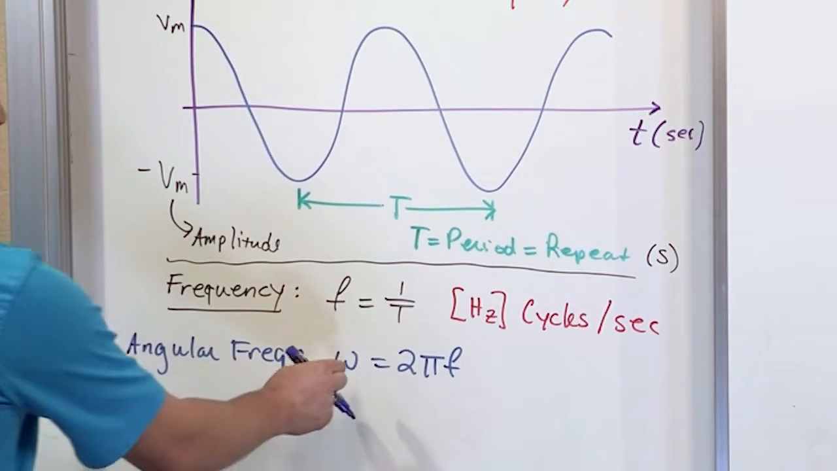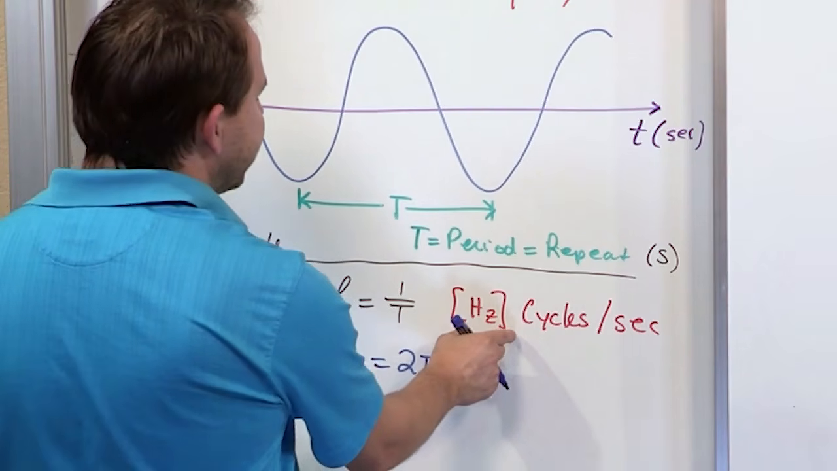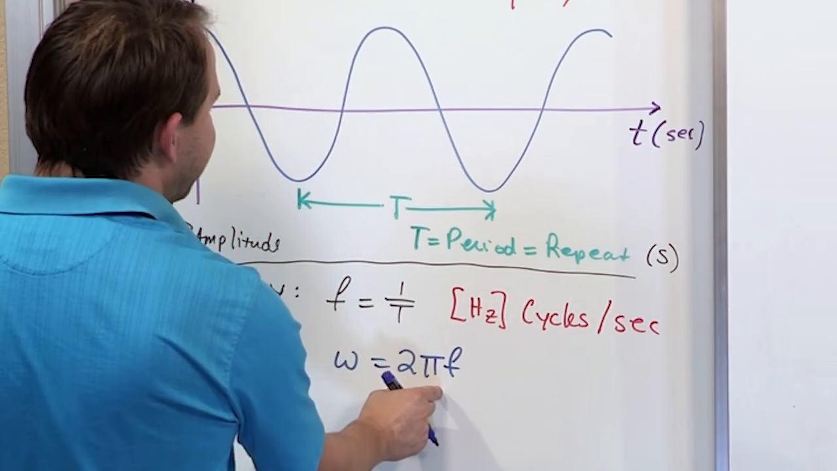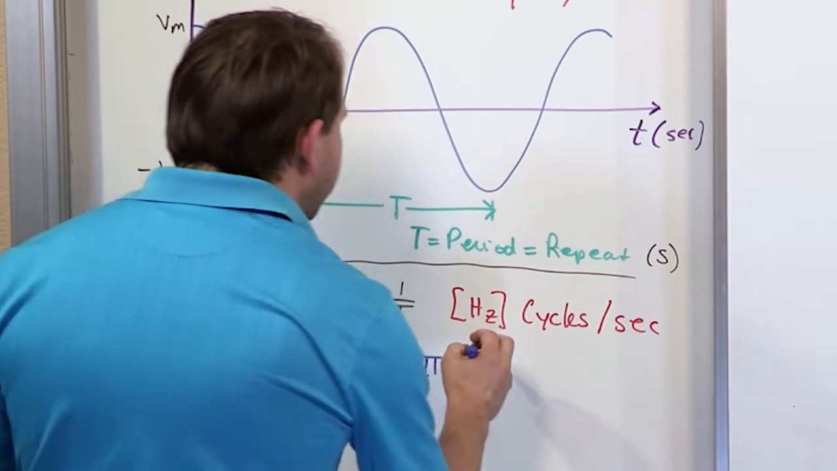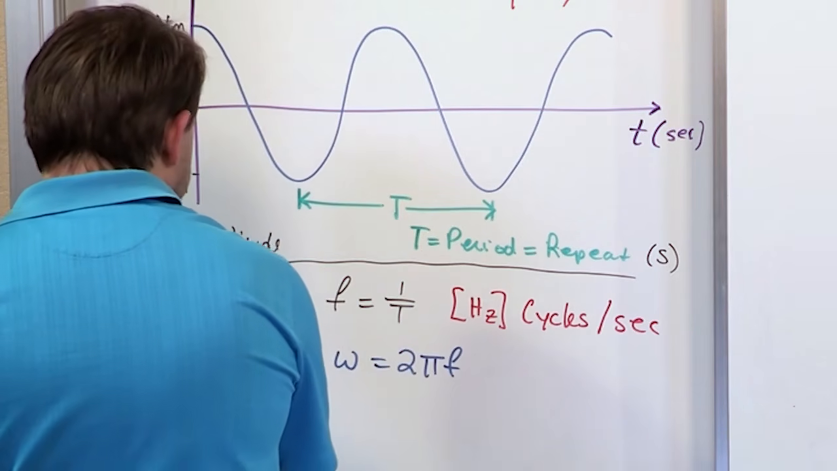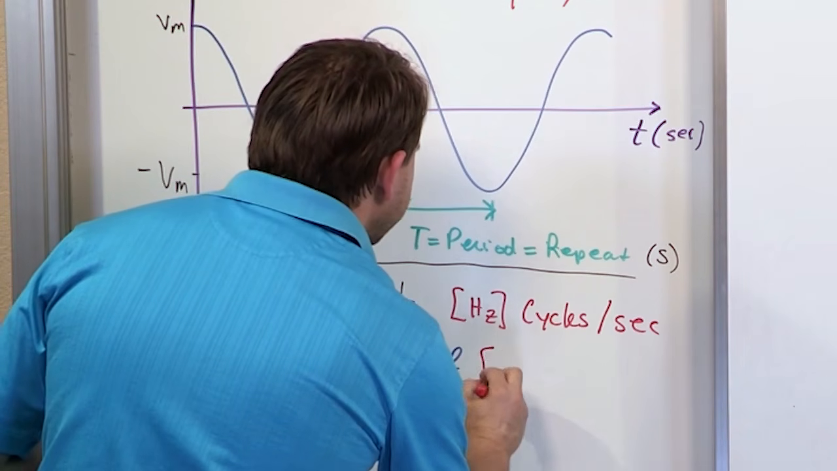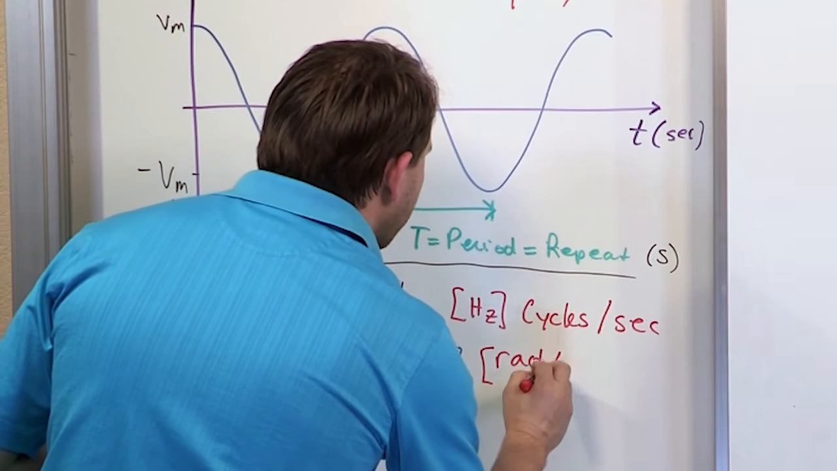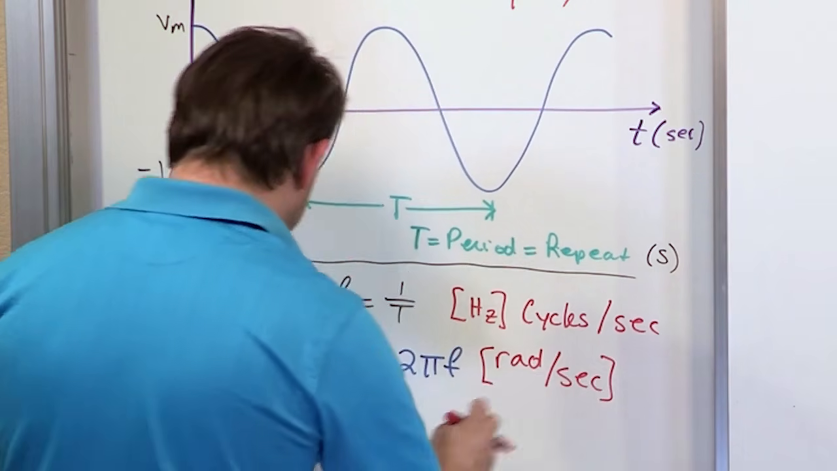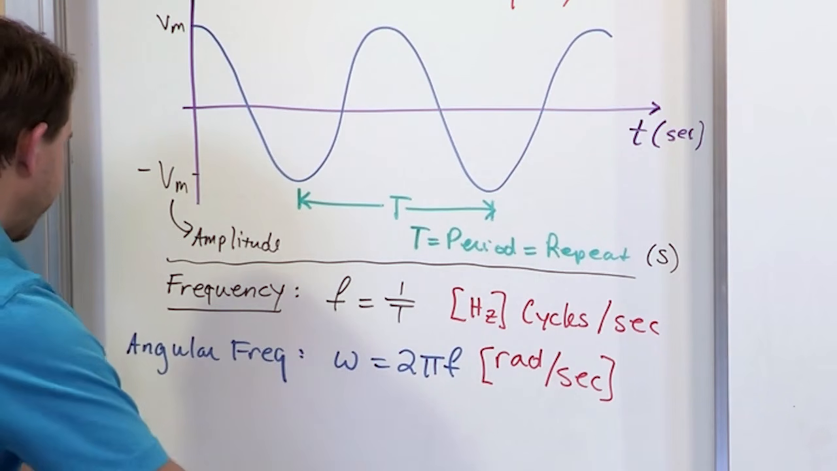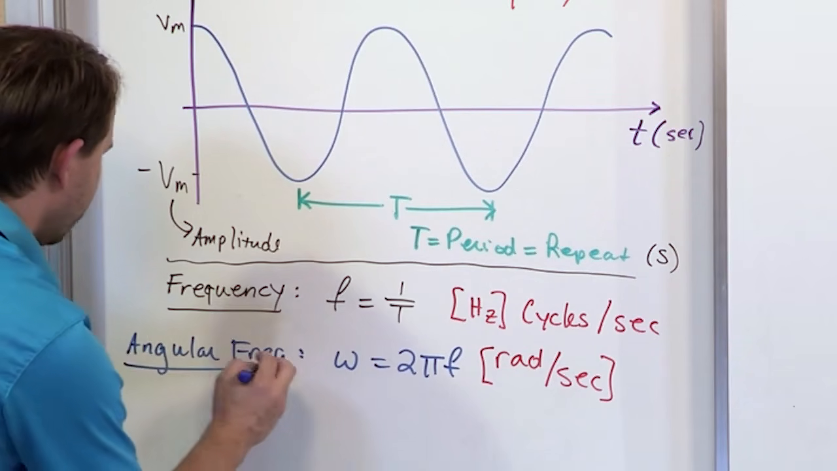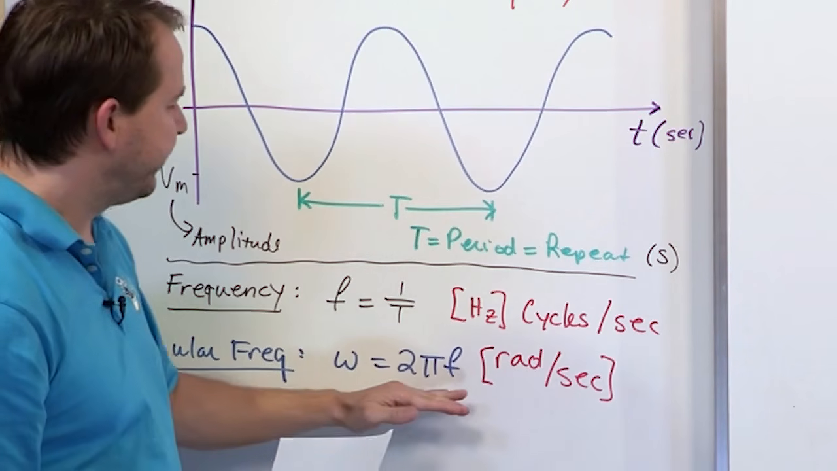Right? Now, what would the units of this be? Since this is cycles per second, and here we have kind of an angle in radians, 2 pi radians in a circle, what you get here, I'll go ahead and use the red here, the units is radians per second. That is the unit of angular frequency. All right? So I want to take just a second to make sure everybody understands that.